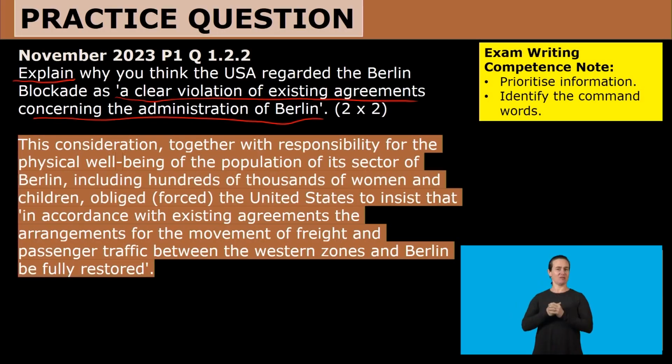Now, if you look at the source, it says, this consideration, so this was a consideration, together with responsibility for the physical well-being of the population of its sector of Berlin, including hundreds of thousands of women and children, obliged the United States to insist, very important there, that in accordance with existing agreements, the arrangements for the movement of freight and passengers, traffic between the western zones and Berlin be fully restored. Very important. So don't forget to underline the important words.